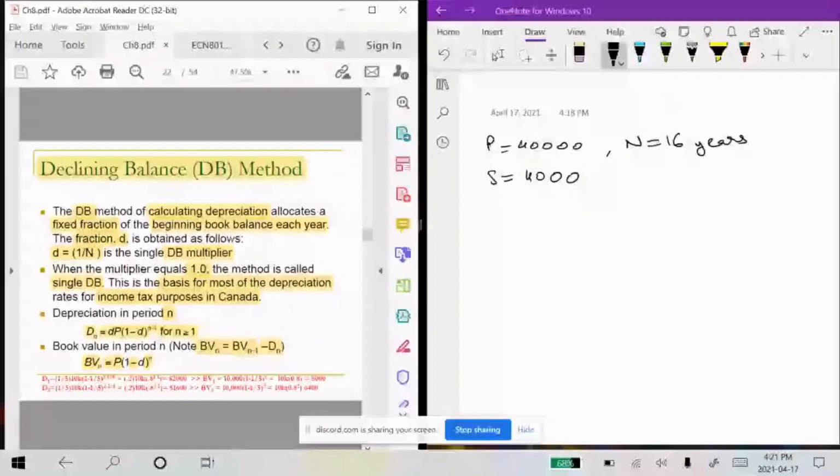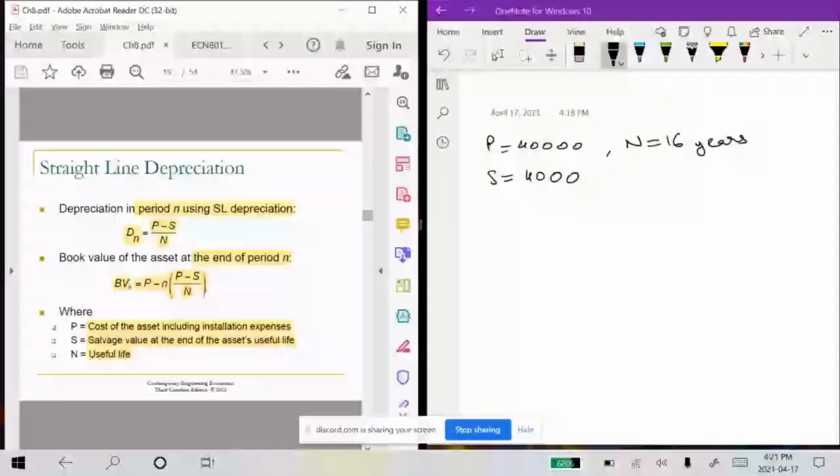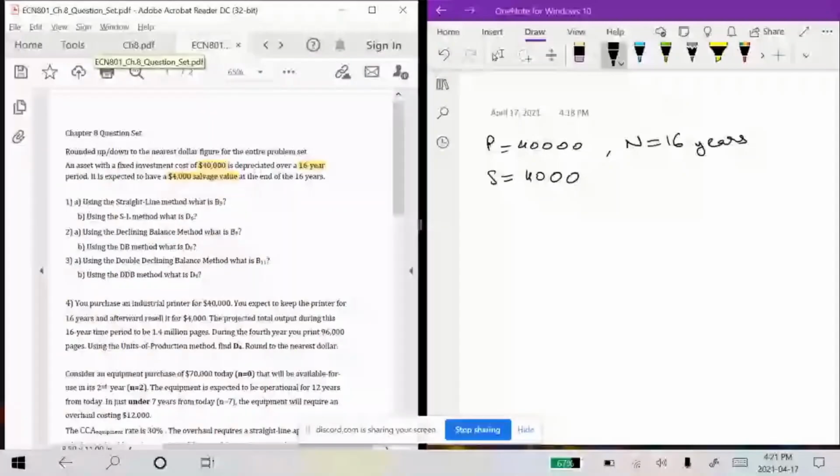For the straight line depreciation, we calculate the depreciation in every period. For this method, the depreciation in every single period remains constant, and you can use this formula at the top to calculate it. It is the initial investment minus the salvage value divided by the total number of periods. The book value at the end of any particular period can be calculated using this formula. So here we need to calculate B9.